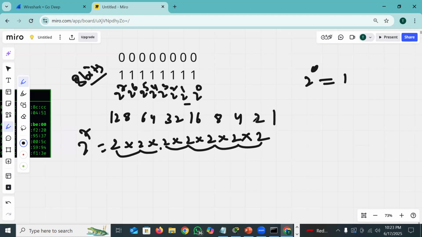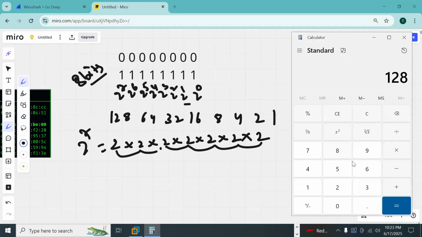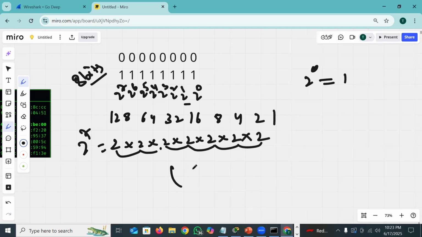If I do this calculation, what do we get as the total? 128 plus 64 plus 32 plus 16 plus 8 plus 4 plus 2 plus 1, which is 255. As we have discussed, an IP address octet ranges from 0 to 255, because with all zeros, 0 plus 0 is 0 only. That is the reason. Now let me give you an example here.